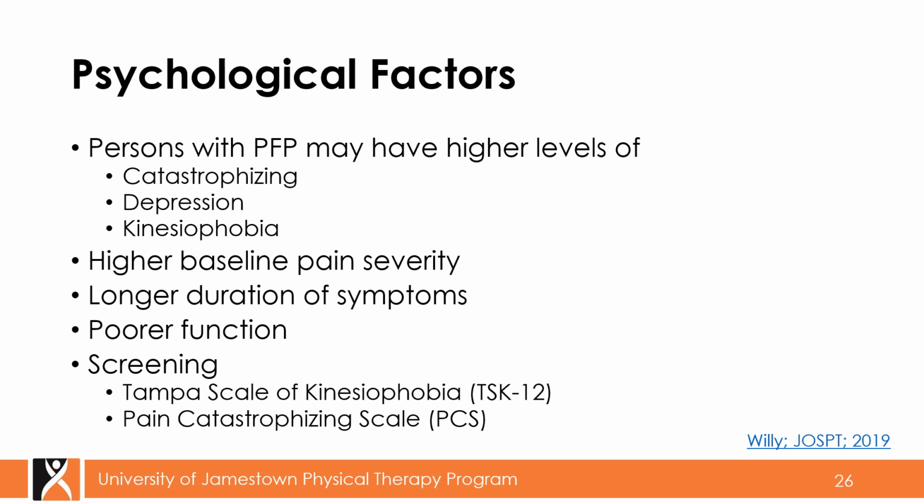The screening tools that we can consider using would be the Tampa Scale of Kinesiophobia, the Pain Catastrophizing Scale, maybe even the FABQ. Again, my preference is to use the OSPRO initially, and then based on what they respond to on the OSPRO, it'll identify whether we should use the PCS to get further information or use the TSK-12 to get further information. So my preference, I should say, is to use the OSPRO to identify whether there's any risks for these psychological factors.